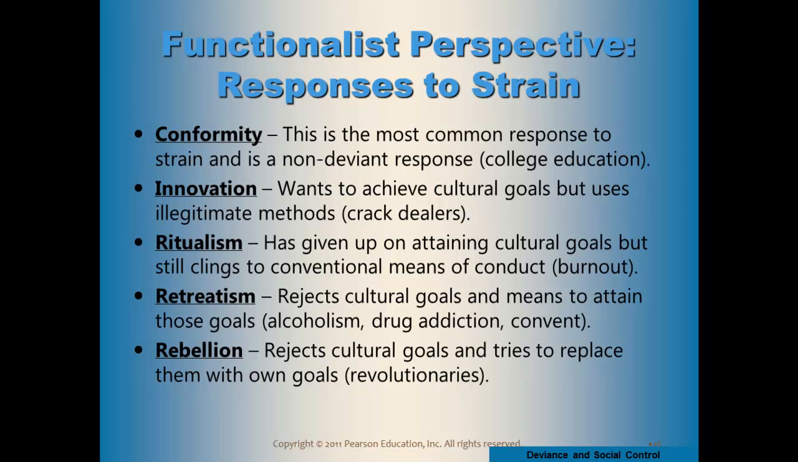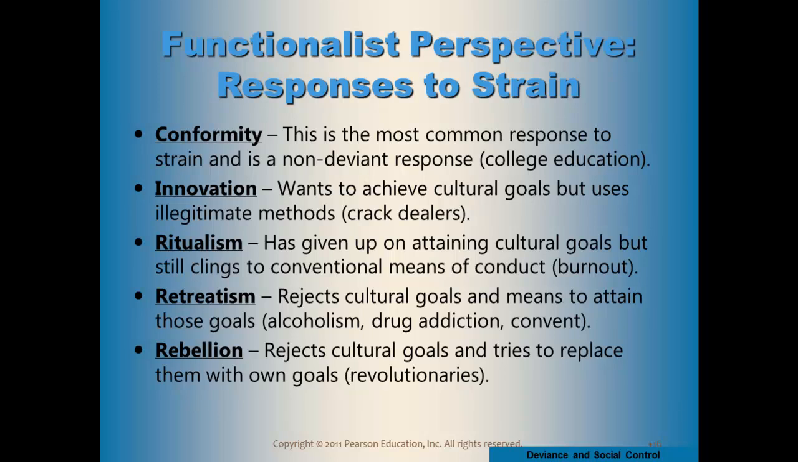The role strain that Merton, I think it was, had talked about. The functionalist perspective says that there are different ways to respond to strain, and the five different ways include conformity, which is the most common response. Given the fact that you're sitting in this classroom, if you didn't originally do it, you are now at least adopting the notion of conformity, which is the non-deviant response to strain.